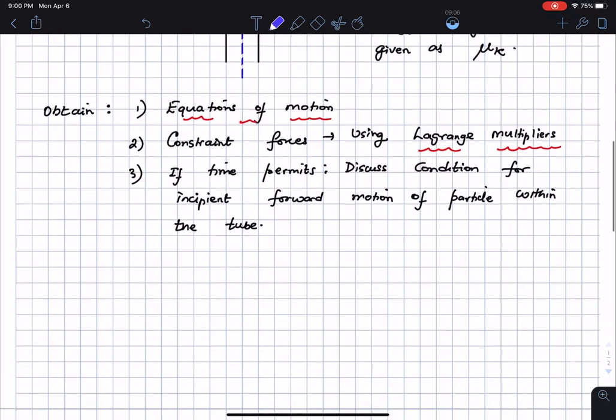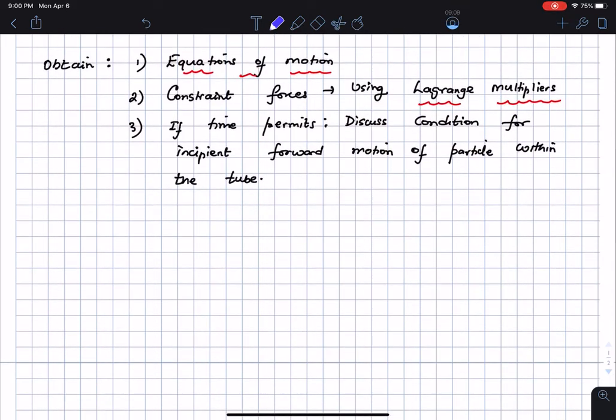Okay, so some key points or strategies for solving. Let's look at it this way. How to solve this problem? First thing is this is a non-conservative system due to the presence of kinetic friction.